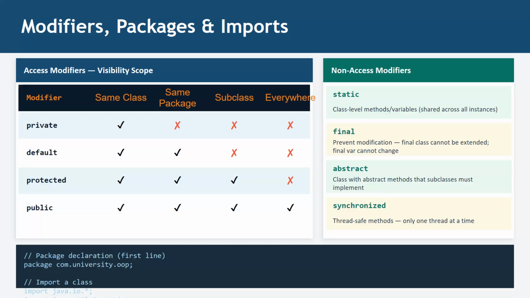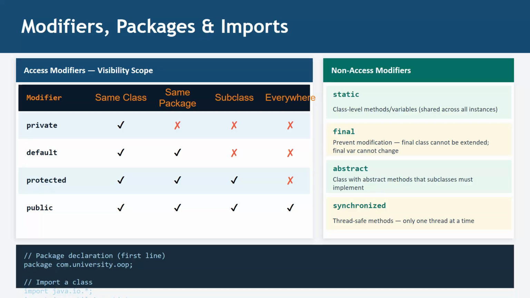Private is accessible within the same class, but not from the same package. You also cannot use the private modifier inside a subclass. You cannot use it everywhere because it is only accessible within the same class. Then you have default. Default can be accessed through the same class and the same package, but not within a subclass or everywhere within your code.